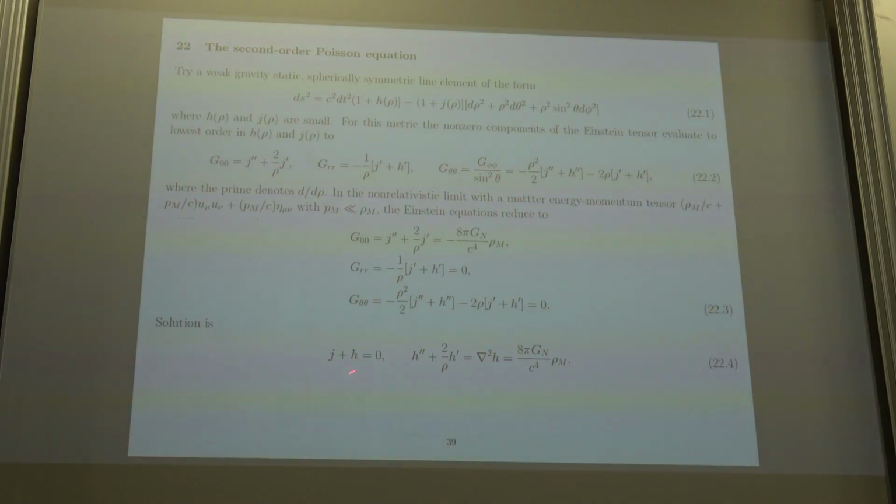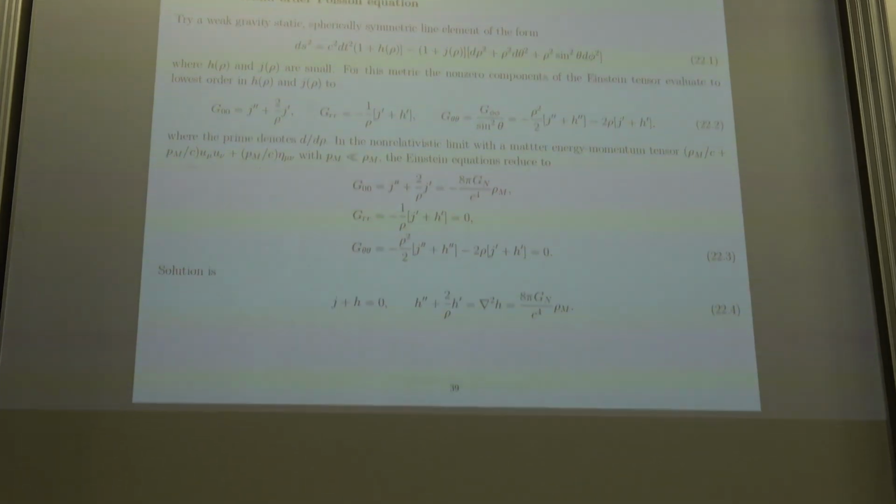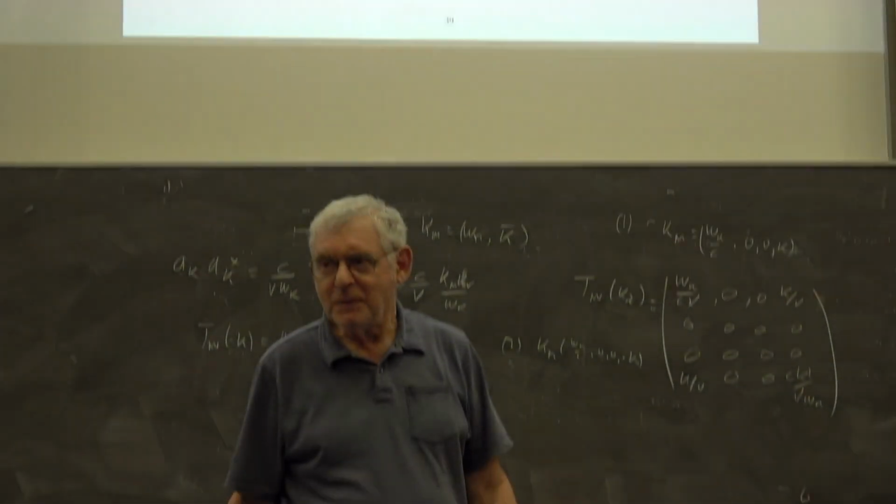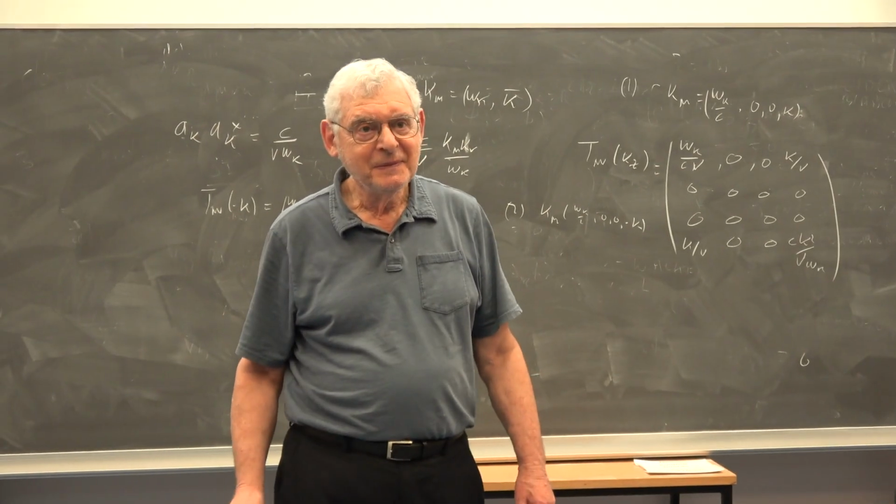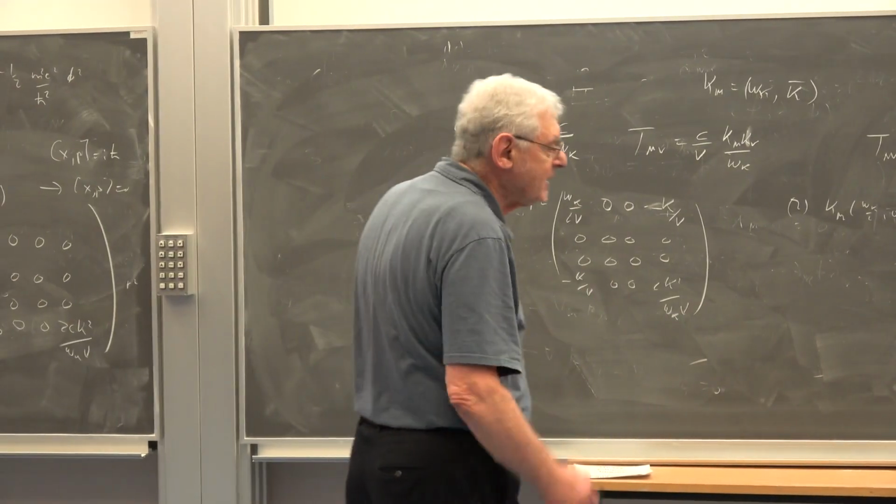Now we put in minus h is minus j into the top one, and we get h double prime plus 2 over rho h prime is equal to plus 8 pi G n over c to the 4 rho m. And that's the Poisson equation. That's the radial piece of del squared h.